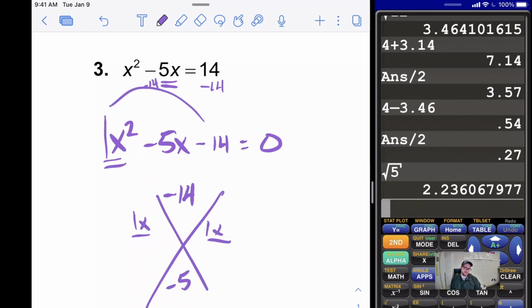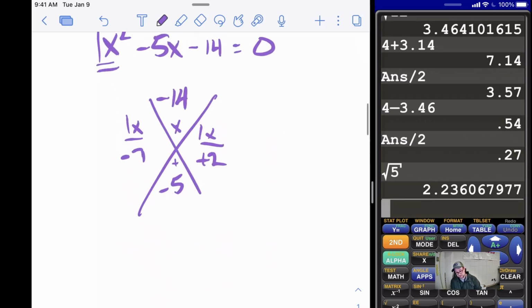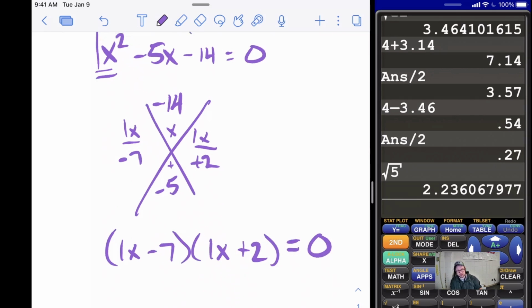Can we find two numbers that multiply to be a negative 14 that add to give us a negative 5? Thinking that over, hopefully pretty quick, we come up with, how about a negative 7 and a positive 2? Negative 7, positive 2, I think make this work. So that would mean our factored form would be 1x minus 7 and 1x plus 2. Now this is officially equal to 0.